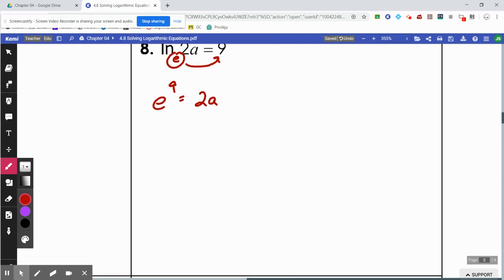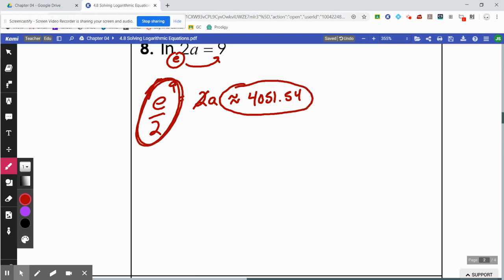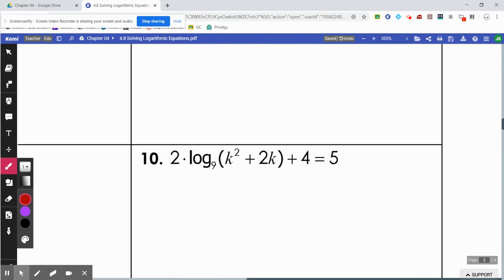So if you want to leave this as exact, because e to the 9th is going to be a decimal, you could just simply divide by 2, and your answer is going to be e to the 9th divided by 2. If you want that as a decimal answer, you can type that in, and you're going to get about 4,051.54. So you can leave it exact, or you can leave it approximate. Number 9.